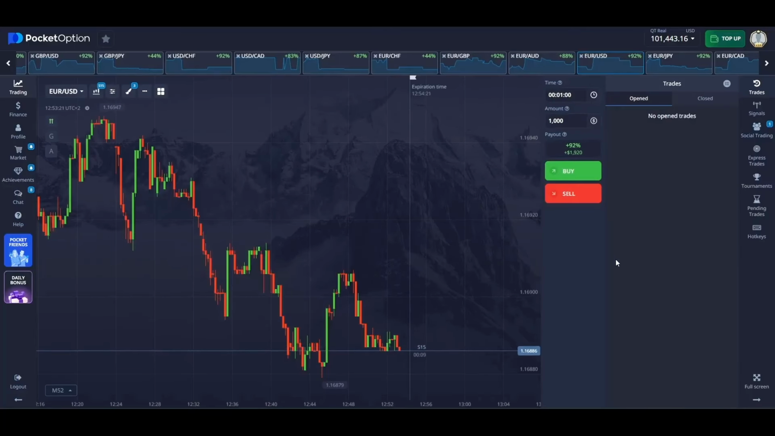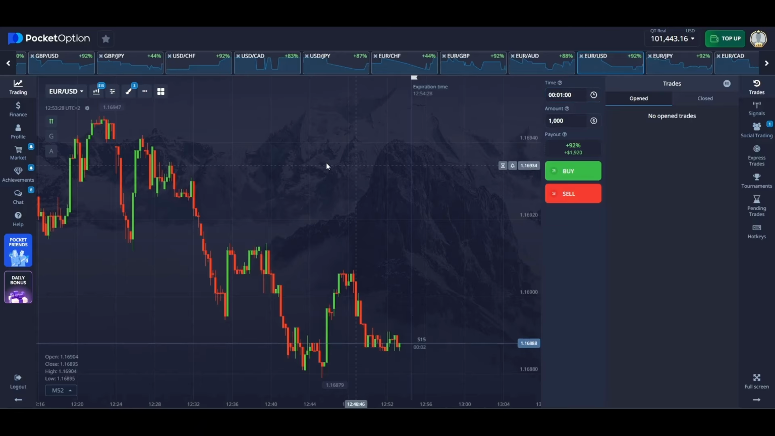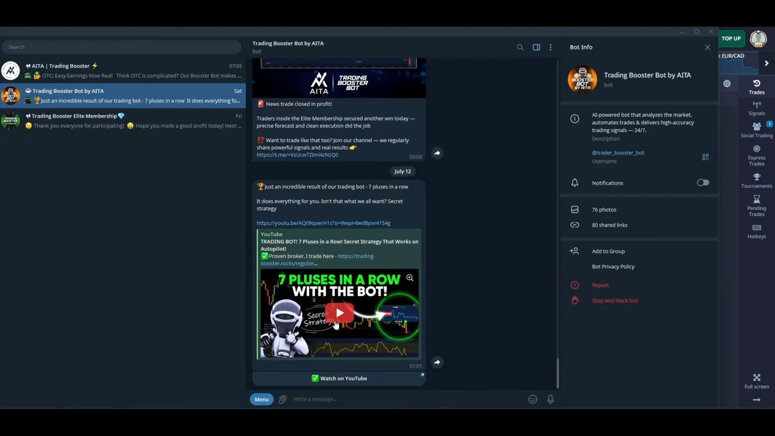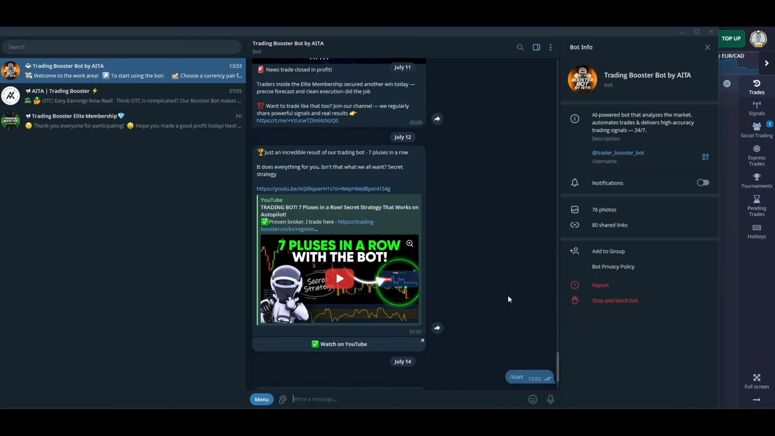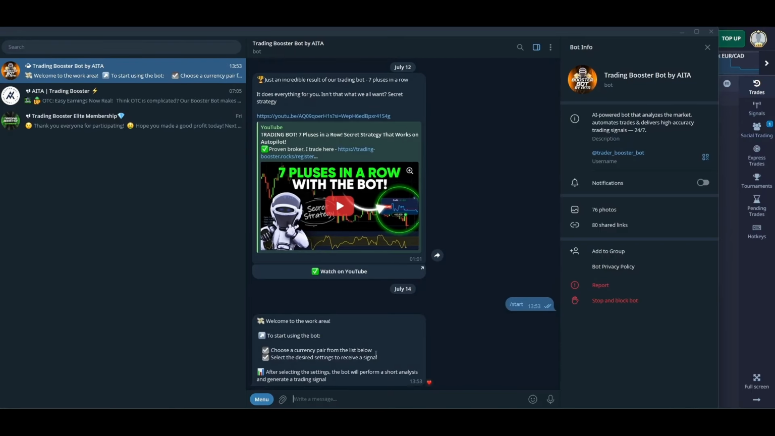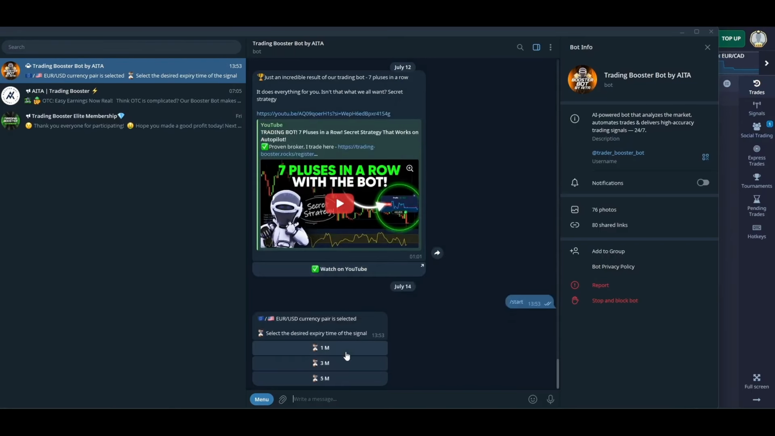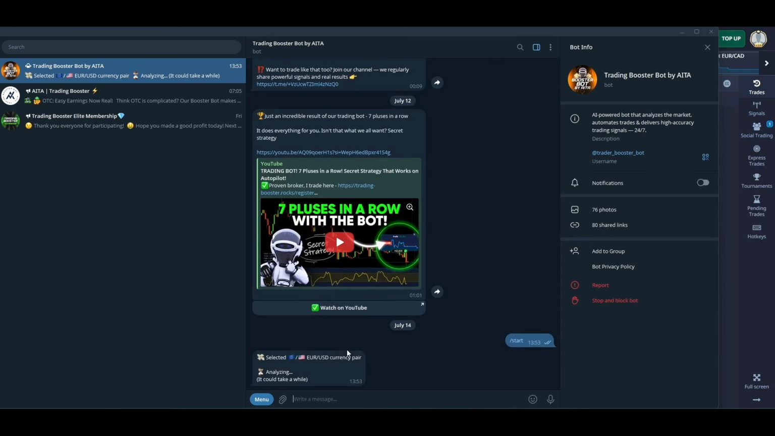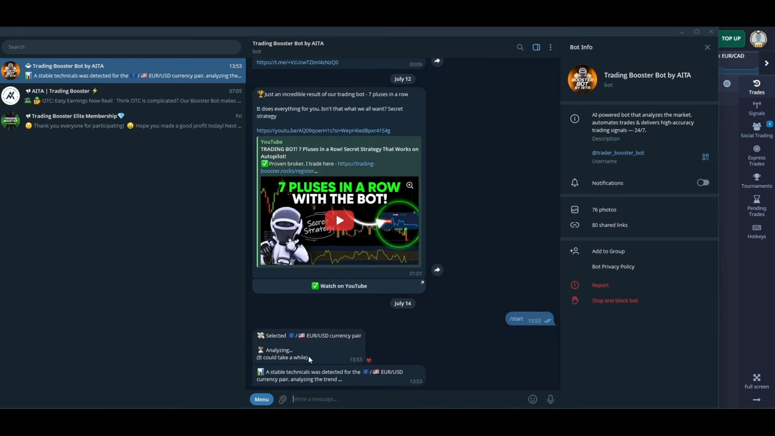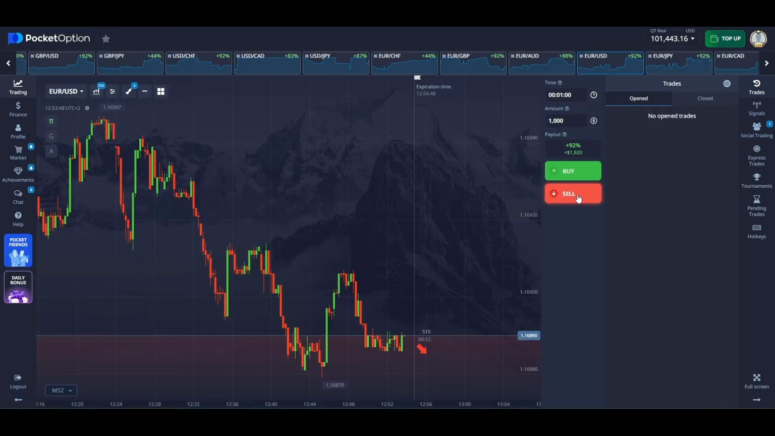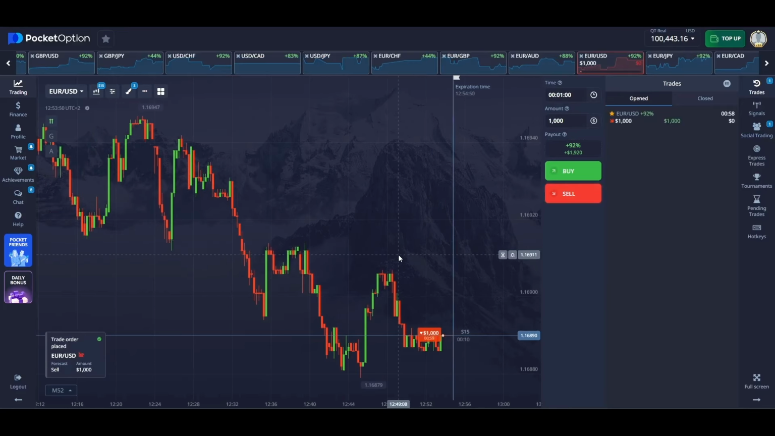First, let's take a look at what BoosterBot is actually capable of. I choose the Euro to US dollar currency pair. I select a 1-minute trade time, set the amount, and now, without doing any analysis, I switch over to the bot. Activating it with the start command, I now select the Euro to US dollar currency pair and choose the same trade time as I did on the platform. Now I wait for the signal, and I get a sell signal.